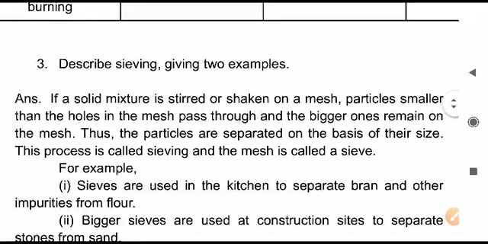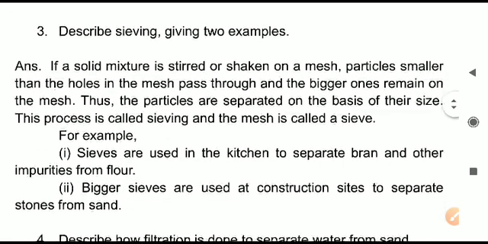Next, question 3: describe sieving and give 2 examples. Let us read the answer. What is this sieving process? It is a physical method to separate the impurities. Let us read the answer.